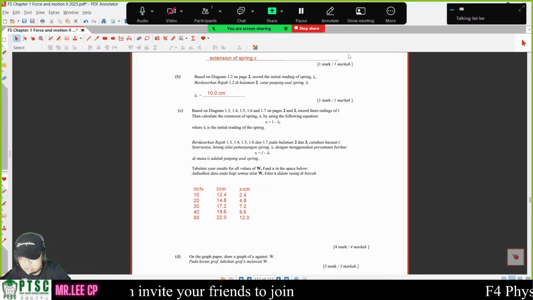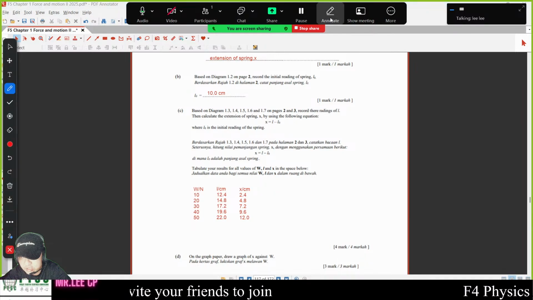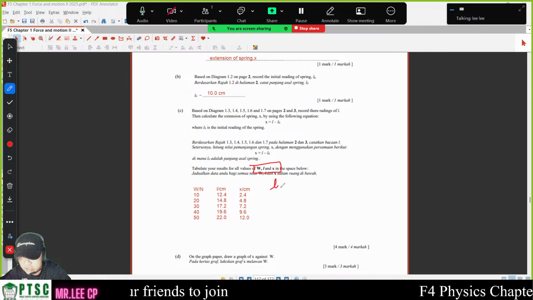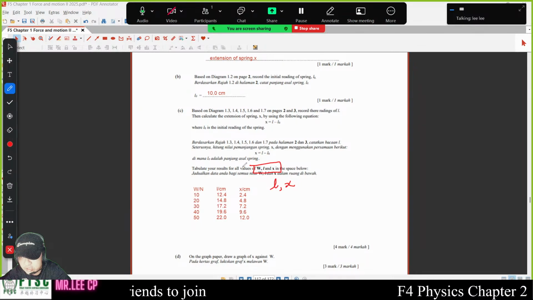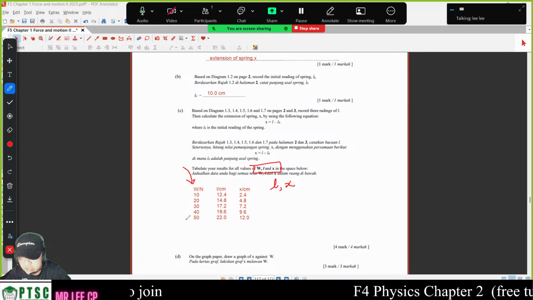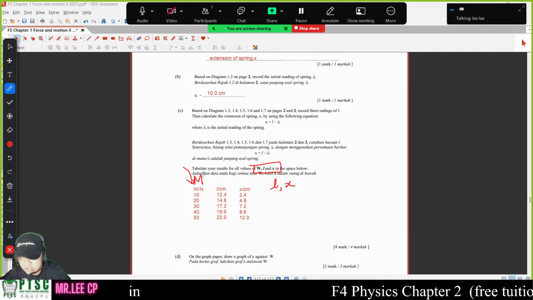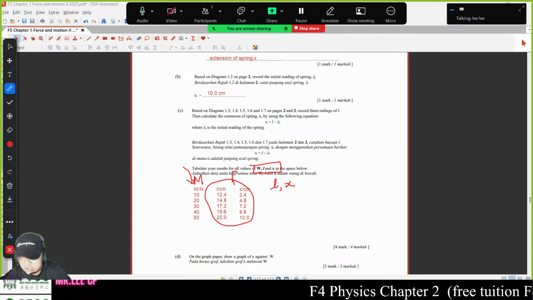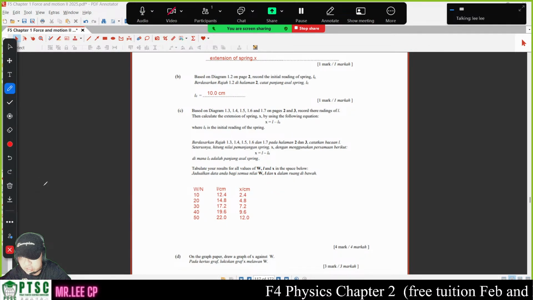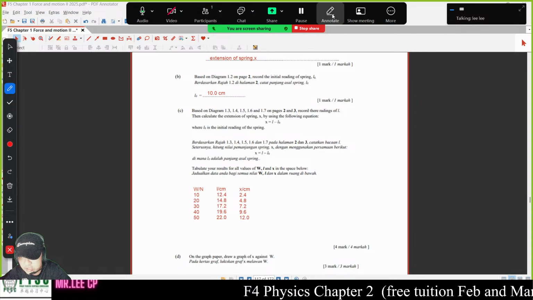Sometimes in the question, they will not give you this way. They will give you L and X only, so they don't put in the W. So you also need to know W must be here, which is the manipulated variable. This one is your responding variable.